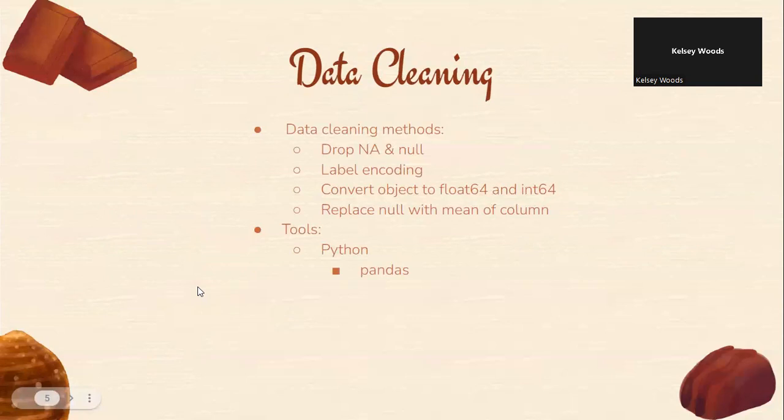The cleaning methods: we dropped NA and null values. We did label encoding so that we could represent objects with numbers. Then we converted the objects to a numeric format and replaced the null with the mean of the column itself. The tool we used was Python with pandas as the package.